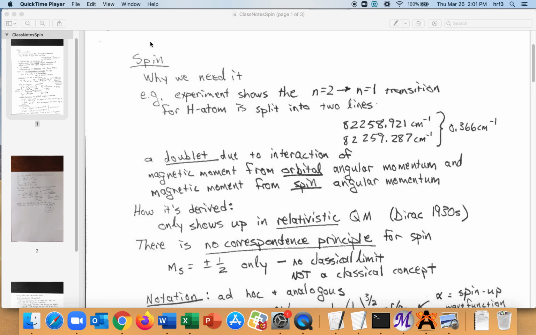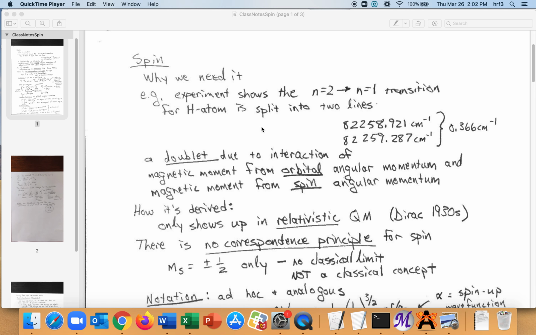Well, we know from experiment that electrons, for example, in the hydrogen atom, when they relax from n equals 2 to n equals 1, will emit light. And for the hydrogen atom, if you look very closely, this transition is split into two lines. 82258.921 versus 82259.287 inverse centimeters. So about a third of an inverse centimeter is a splitting of that peak into a doublet.